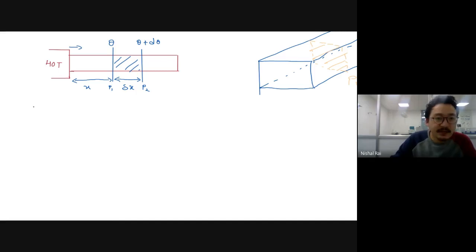The temperature gradient at P1, let's just consider this region P1. What will be the temperature gradient at P1? Temperature is theta and the position is what? x. So it will be d theta by dx. Yes or no?